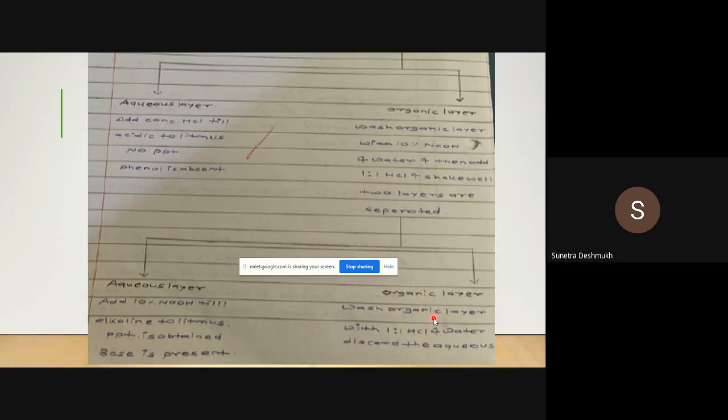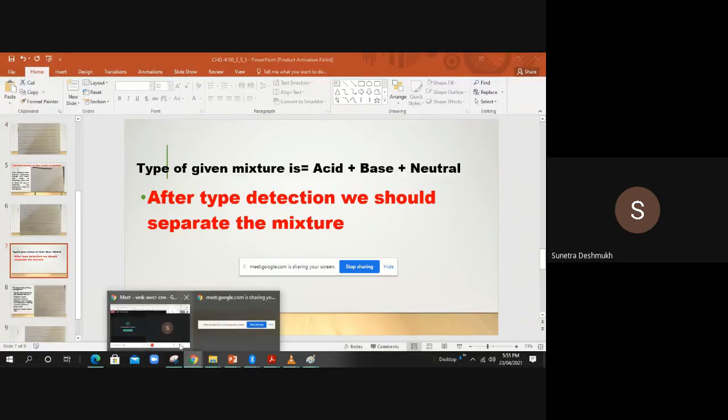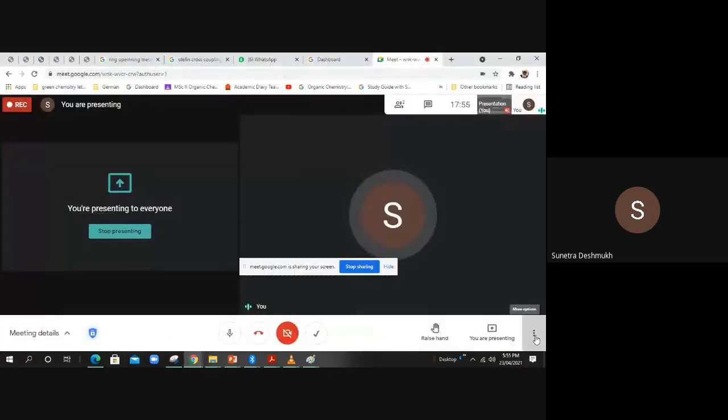Overall, for what you got in the ether insoluble part, you have to check with litmus paper. There you got a neutral component, one component which is ether insoluble, that one is neutral, and the remaining two which are ether soluble, one is acid and one is base. So you have to write the type of the given mixture as acid plus base plus neutral, and show this type to your examiner, and for this type detection you have a total of 5 marks.